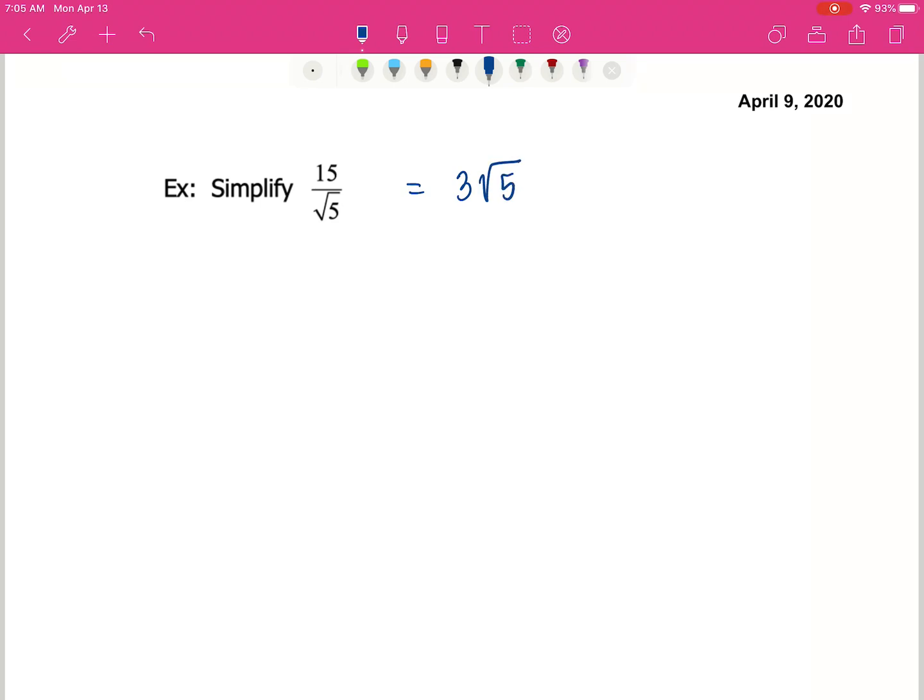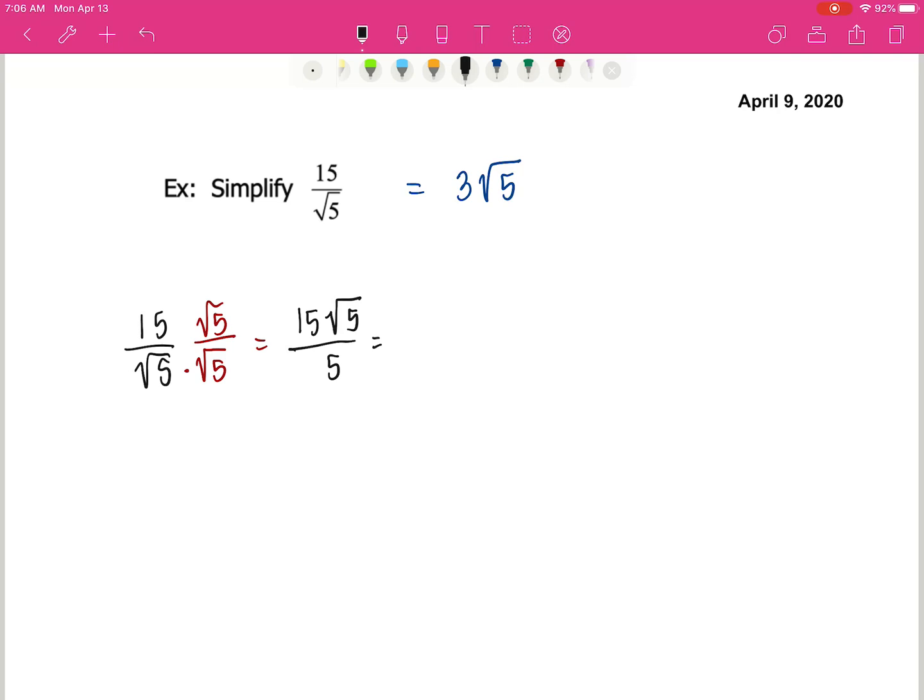So the answer to this is 3 times the square root of 5. And we get that by taking the fraction and multiplying by the square root of 5 over the square root of 5, which gives us 15 times the square root of 5 over 5. But then in the numerator, I've got 3 times 5 times the square root of 5 all over 5. These 5's cancel out, which gives us 3 times the square root of 5, which is our answer.